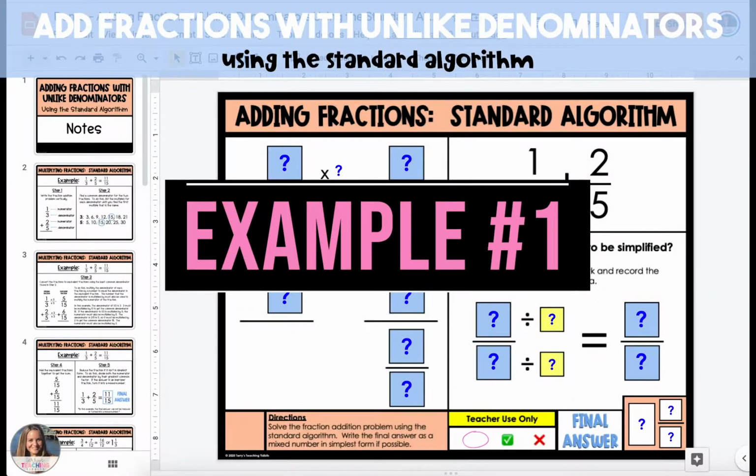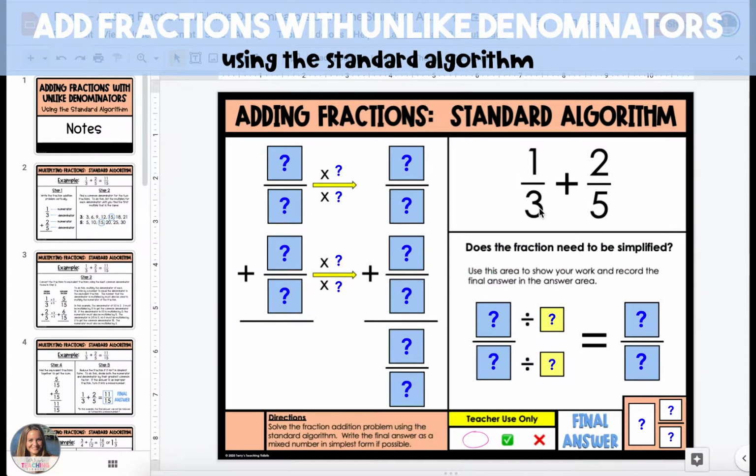In this example, I'm going to show you how to add two fractions with unlike denominators. In 1/3 plus 2/5, we have two fractions that each have a different denominator, thirds and fifths. We'll start by typing the two fractions on the left-hand side, and then we have to find a common denominator for these two fractions.